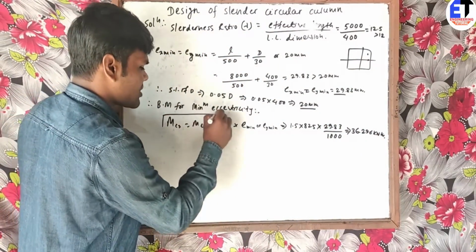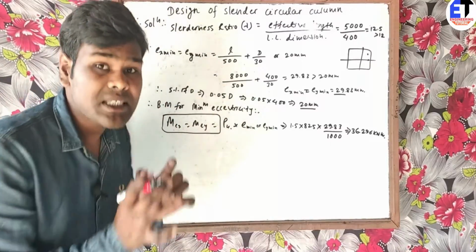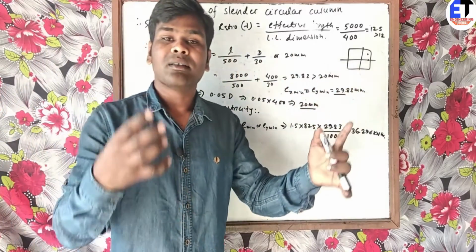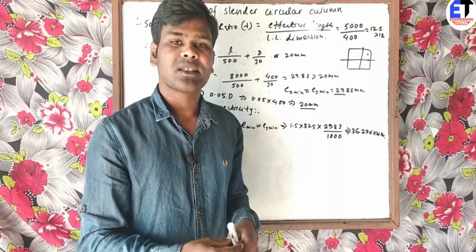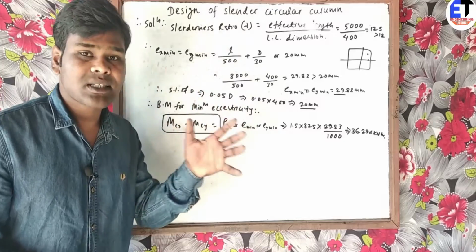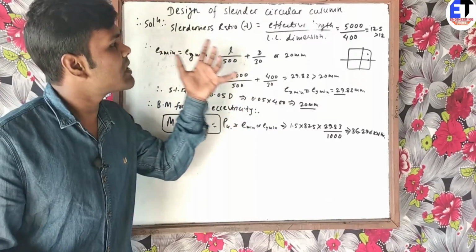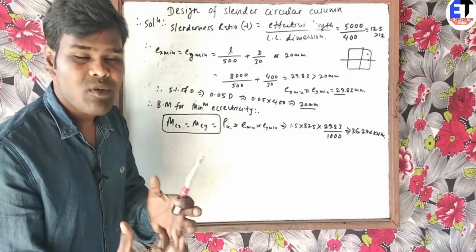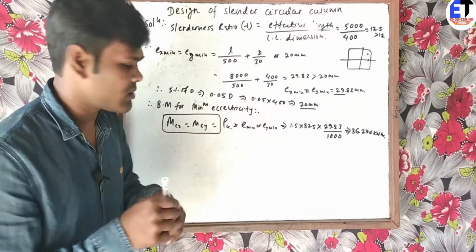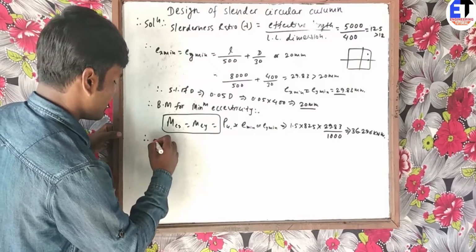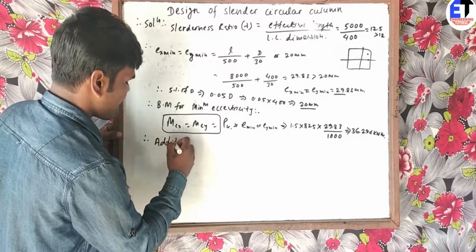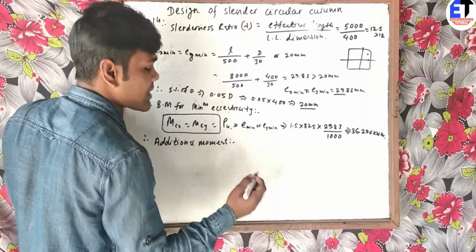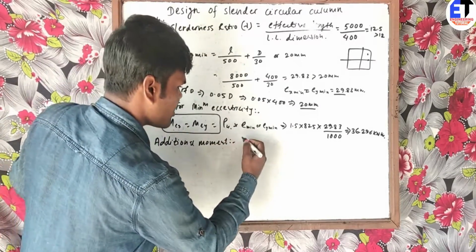Here we have calculated the moment for the minimum eccentricity. Now for the circular column, the IS code has told us that an additional moment is required for designing the circular column. So now we are going to calculate the additional moment required for the circular column.